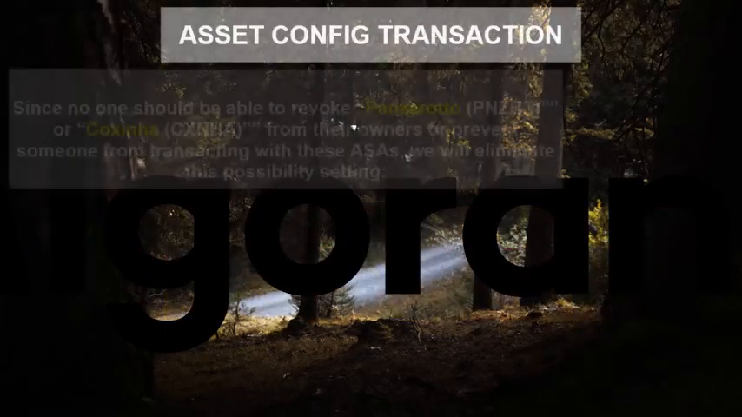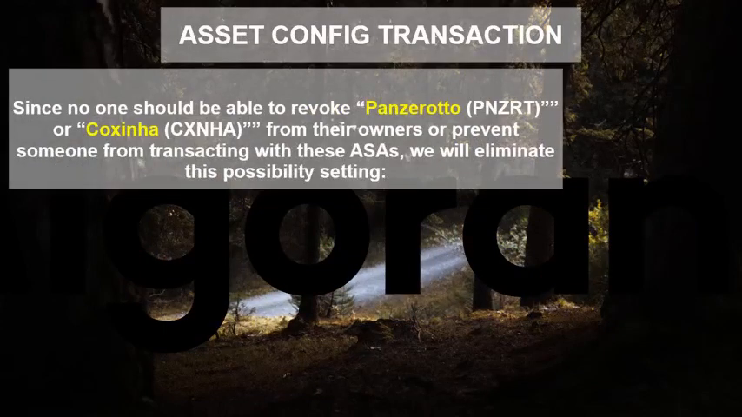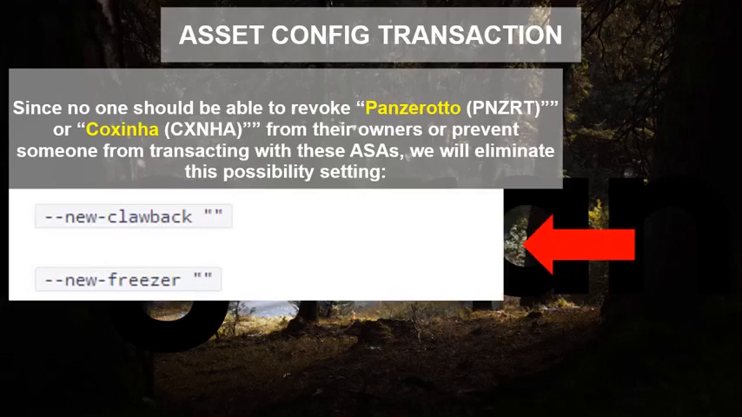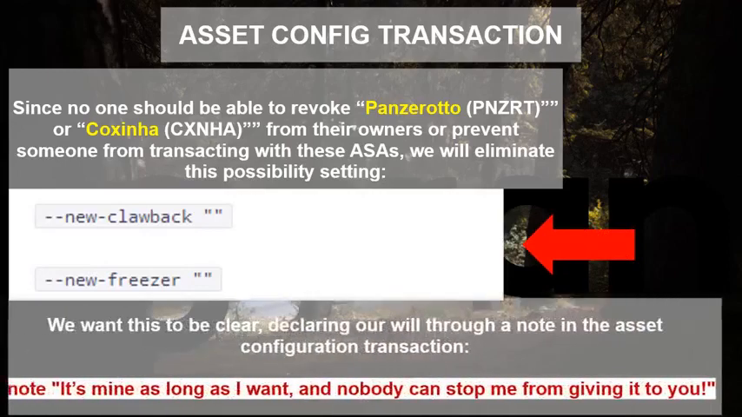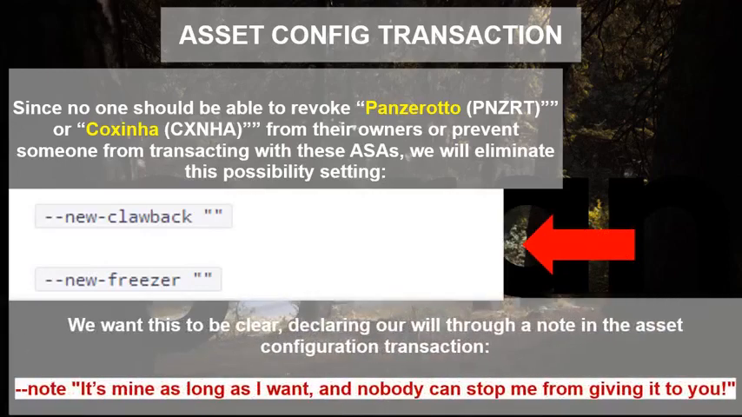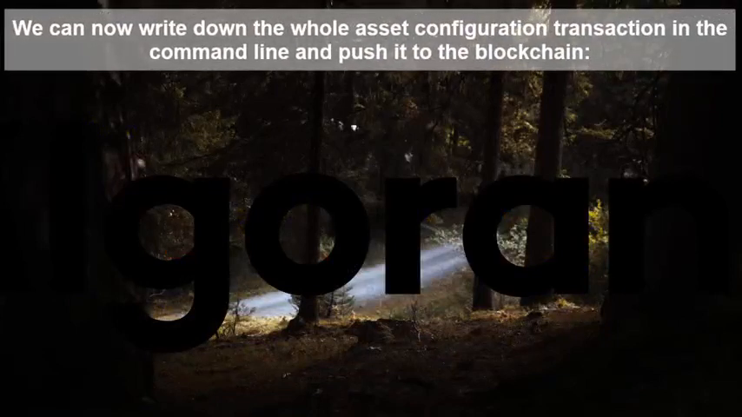Asset config transaction. Since no one should be able to revoke Panzerato or Coccinha from their owners or prevent someone from transacting with these ARSAs, we will eliminate this possibility by updating the clawback and freezer addresses to an empty string. We want this to be clear, so we will declare our will through a note in the asset configuration transaction. We can now write down the whole asset configuration transaction in the command line and push it to the blockchain.